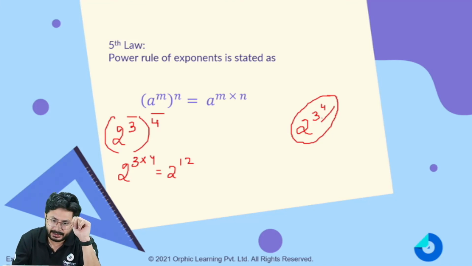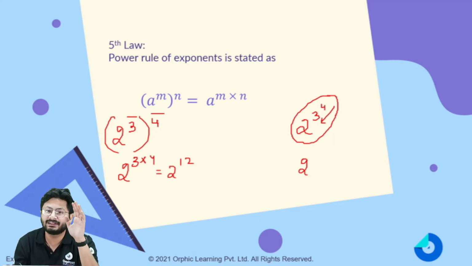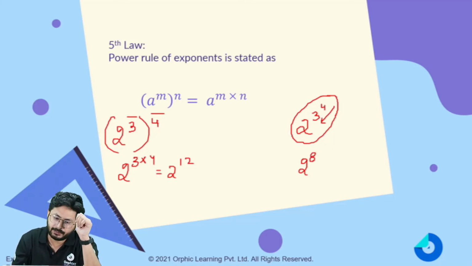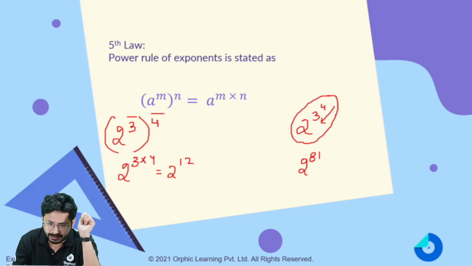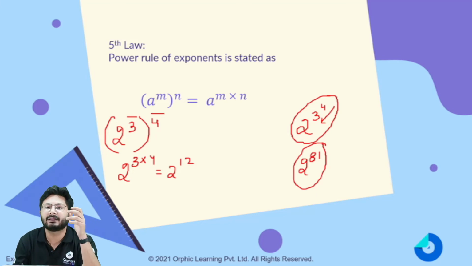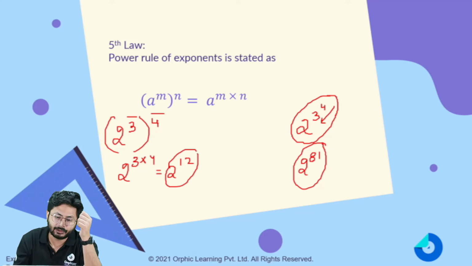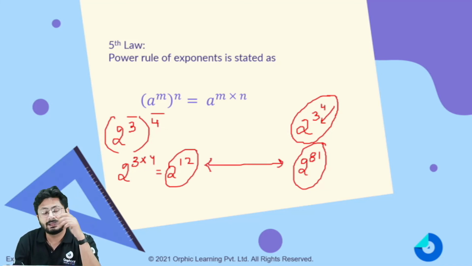First solve 3 to the power 4. What is 3 to the power 4? 3 into 3 into 3 into 3, which is equal to 81. So it is basically equal to 2 to the power 81, which is such a big number that we don't know what the expansion of this is. The final value we don't know. Now you can see for yourself the difference between the final values of these two. They are not at all related, and please remember this thing.